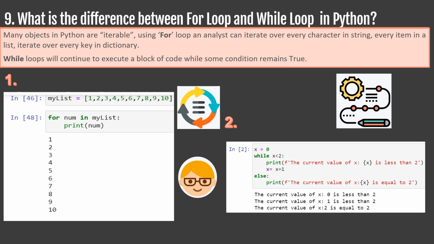The else block is also used along with the while. The while loop starts on the condition x less than 2 and it keeps on printing the values of x till the time the while condition holds true, and enters the else block as soon as the while condition becomes false.